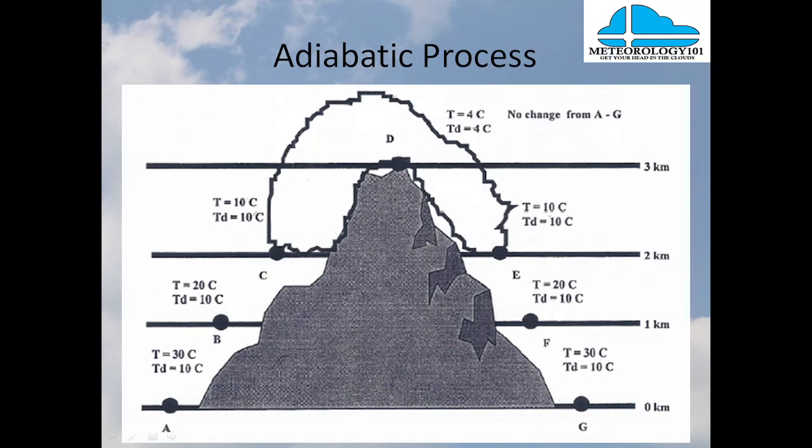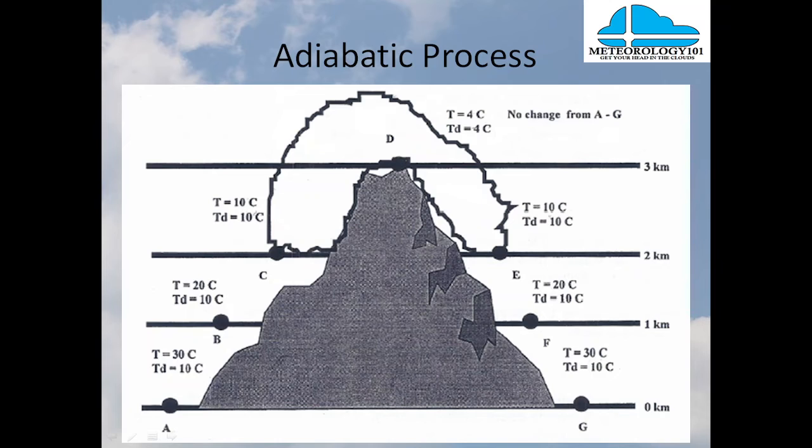Now, as the parcel rises, it expands and cools. Now your temperature drops. Once that temperature drops to the dew point, then you become saturated. So you can see at C, we are 10 degrees Celsius. We had a 10 degree Celsius dew point. The temperature reached 10 degrees. Now we became saturated. Now there are clouds over the mountains.